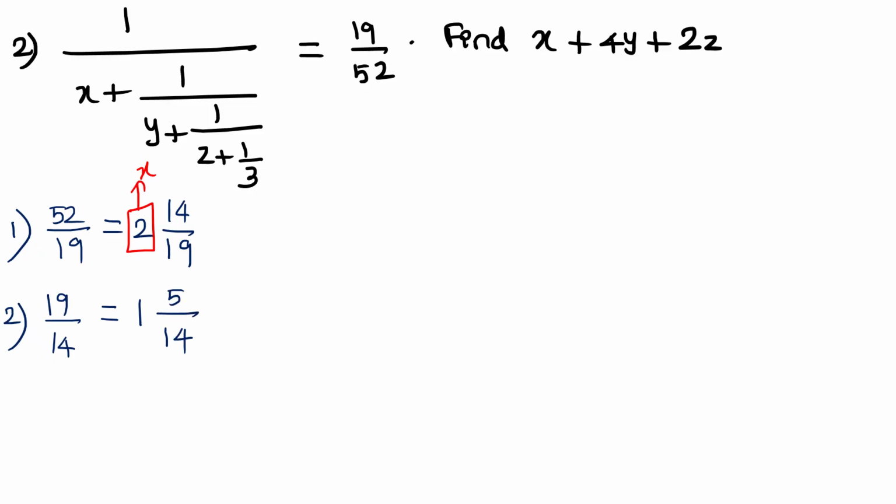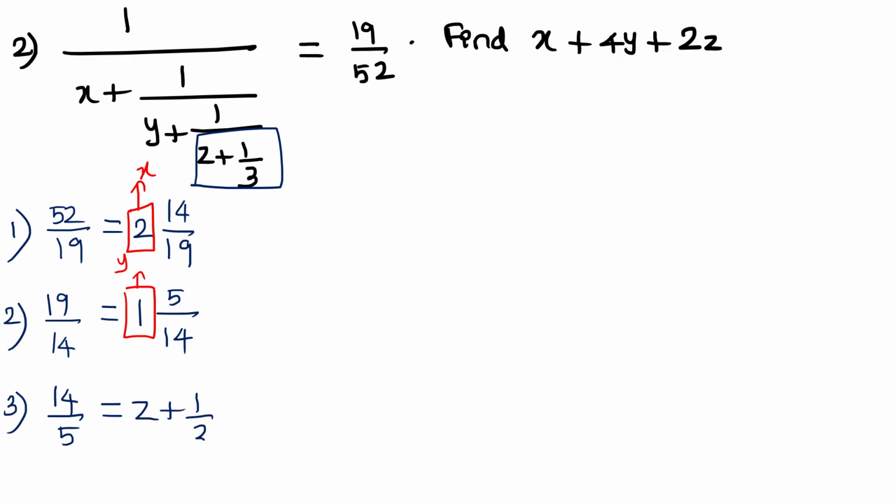After doing this, the whole number part, 1, indicates your y value. Then write the reciprocal of 5 by 14. When you write 5 by 14, I'll get 14 by 5. That will be equated to this full set of z plus 1 by 3. The next step, you will solve it for the z value. So 14 by 5 minus 1 by 3 is equal to z.